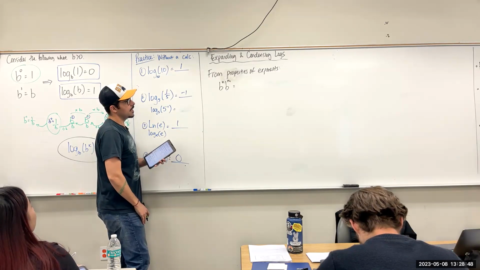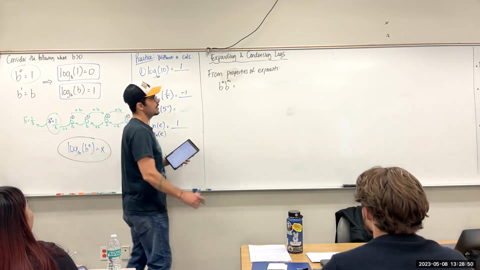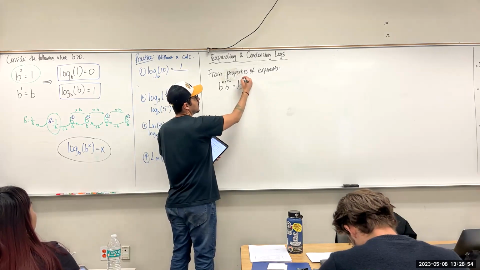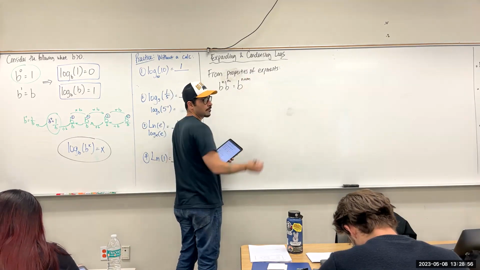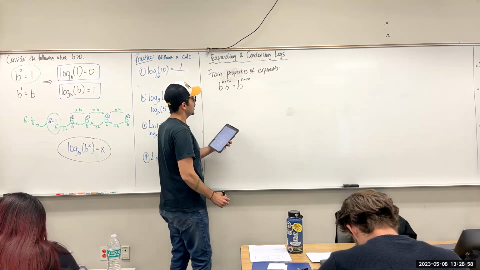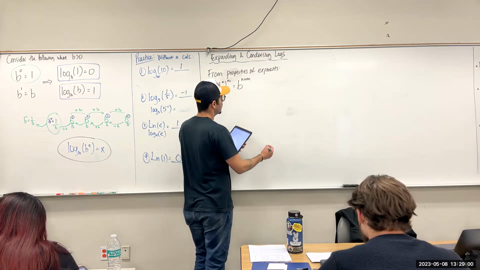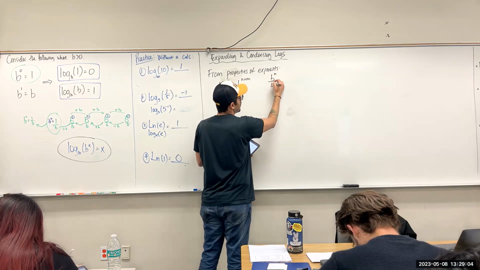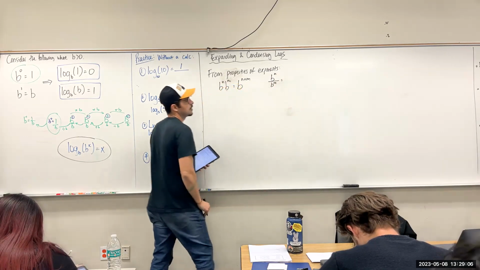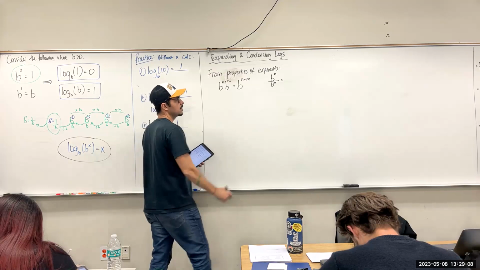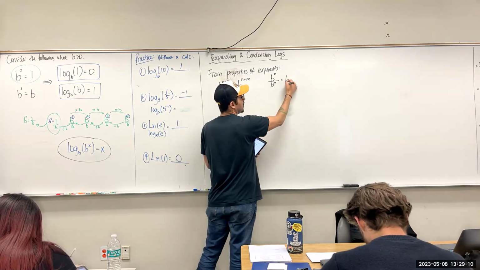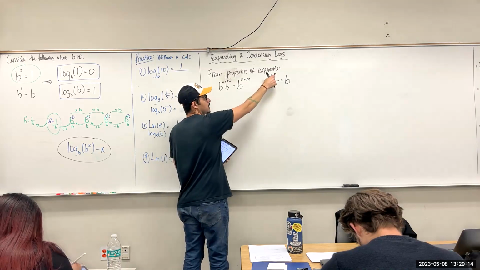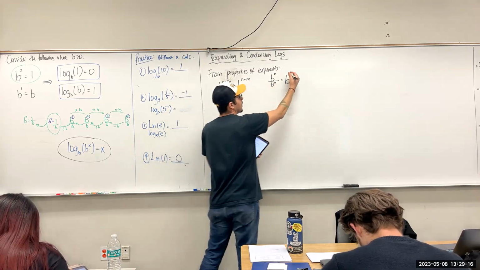b to the power of n times b to the power of m is b to the power of n plus m, and then you add them, right? Good. And then we have b to the power of n divided by b to the power of m. When you have division, it was b to the power of the top minus the bottom.